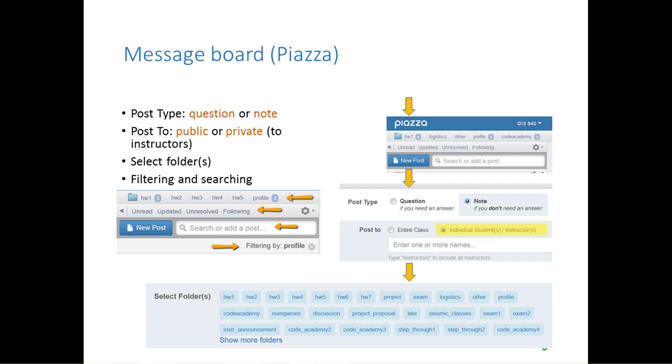A "filtering by" message appears below the search box when you're filtering in some way. To turn off this filtering, use the X that appears to the right of this message.